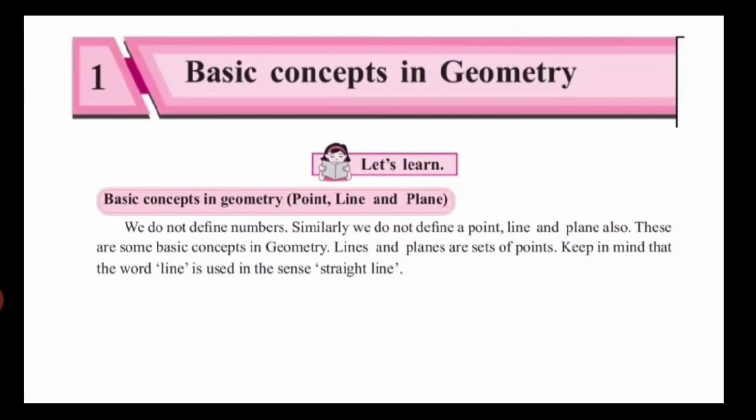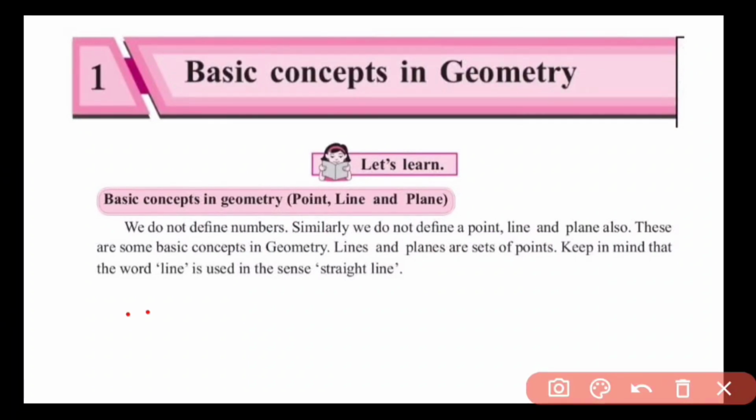We do not define numbers. We all know that. Similarly, we do not define point, line and plane also. There is no definition for point, line and plane. These are some basic concepts in geometry. Lines and planes are sets of points. Keep in mind that the word line is used in the sense of straight line. So, the line is a set of points.